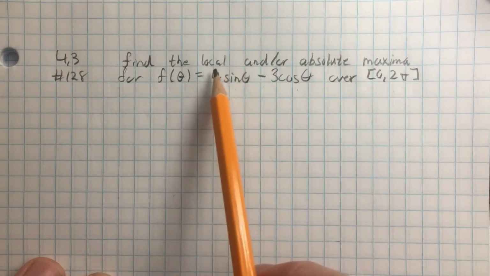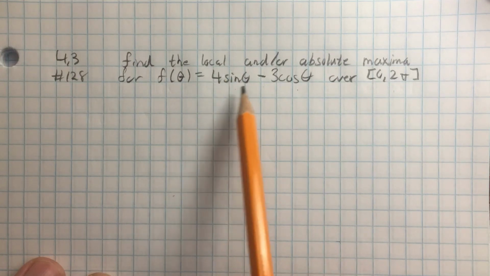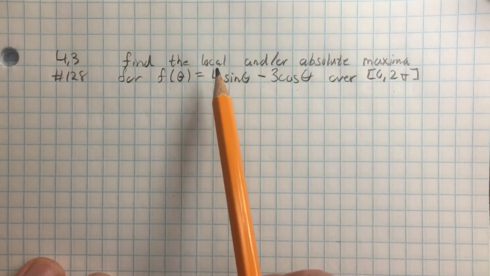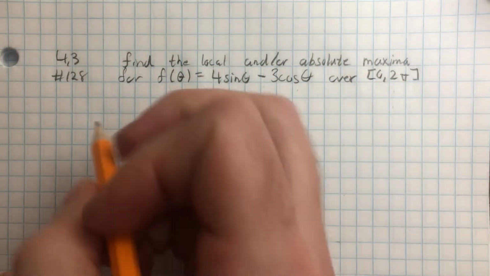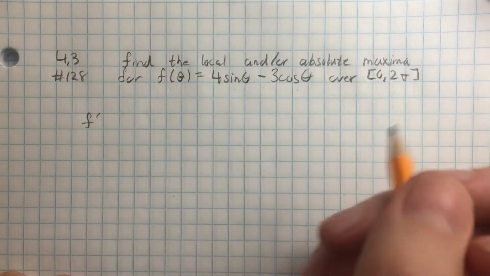And so their wording is a bit presumptuous here, but I'm going to assume for now that as long as I find a critical value, it must be also the location of a local max or min, even though in real life, in general, it doesn't have to be that way. All right, either way, we need to take the derivative and set equal to 0 and find out where it's undefined.